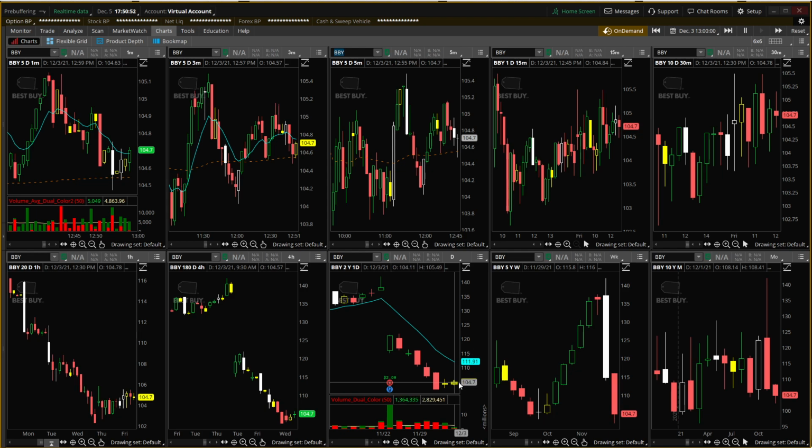Okay, so what we would look for is an inside break. We would look for a break of a high or a low, and then try to play that as a breakout. In this example, we would probably be looking at a break to the downside because we were red on the month, red on the week, and to the downside.